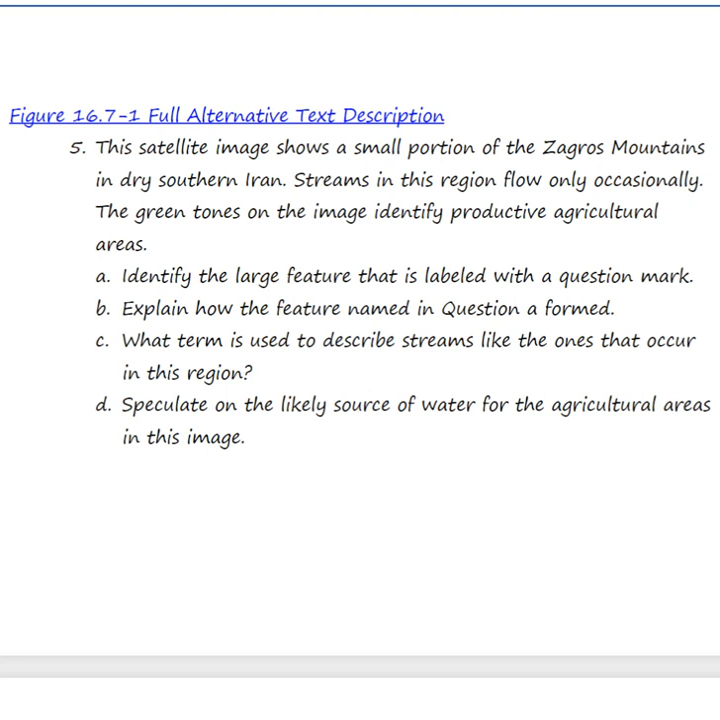4. Examine the precipitation map for the state of Nevada. Notice that the areas receiving the most precipitation resemble long, slender islands scattered across the state. Provide an explanation for this pattern. Figure 16.7-1 Full alternative text description.